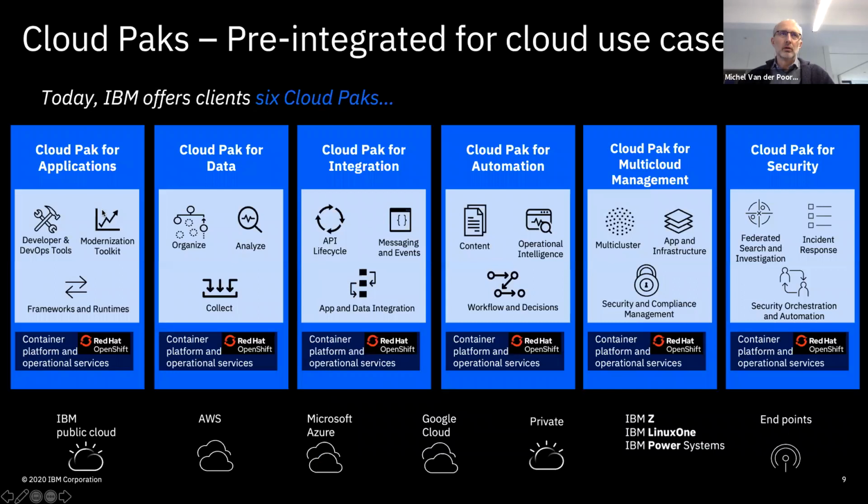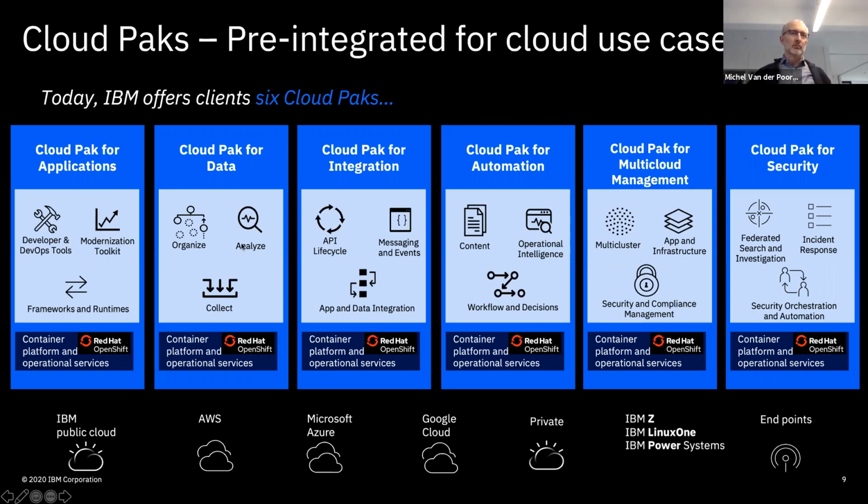Now, Manu already mentioned there are quite a number of them, and I'll just very briefly touch upon them. So one is Cloud Pak for applications, having to do with frameworks and runtimes, the J2EE engines, WebSphere, but also Liberty. Tools, everything to do with the DevOps tool chain and automation on that part. Modernizing legacy Java applications towards rather cloud native applications.